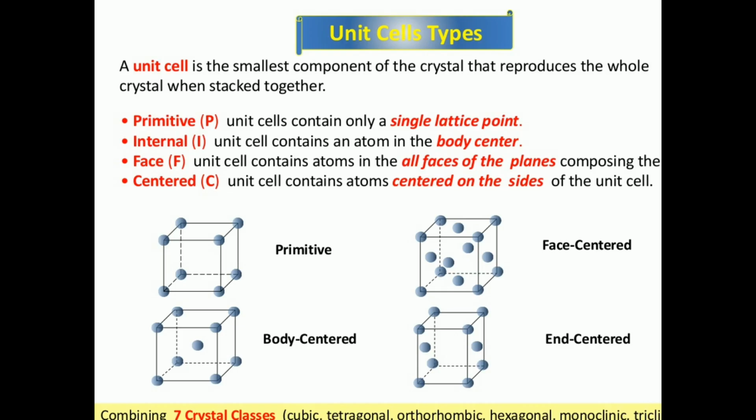They accompany the 7 crystal systems: cubic, tetragonal, orthorhombic, hexagonal, monoclinic, and triclinic. P, I, F, and C are the unit cells of the simple lattice, body-centered, all faces centered, and the centered axis plane. The unit cell is the smallest component of the crystal that produces the whole crystal when stacked together.